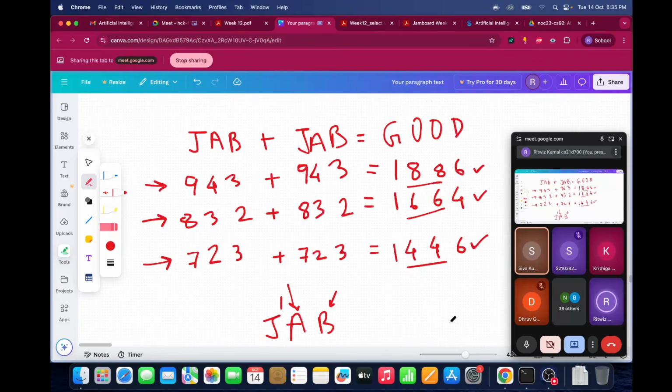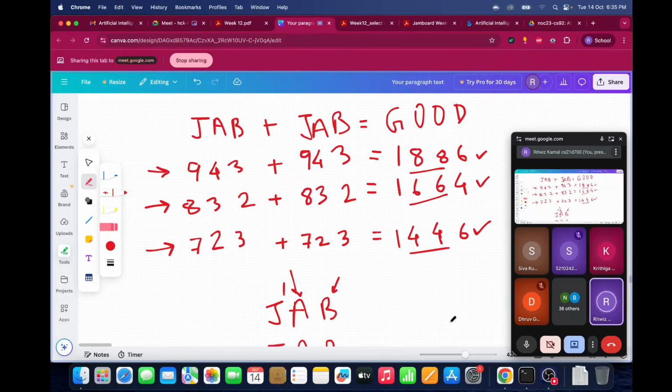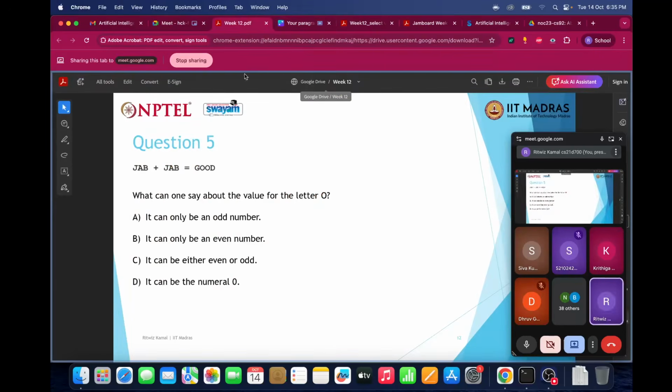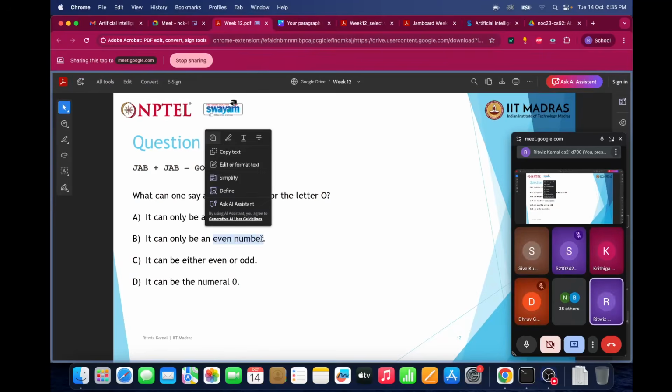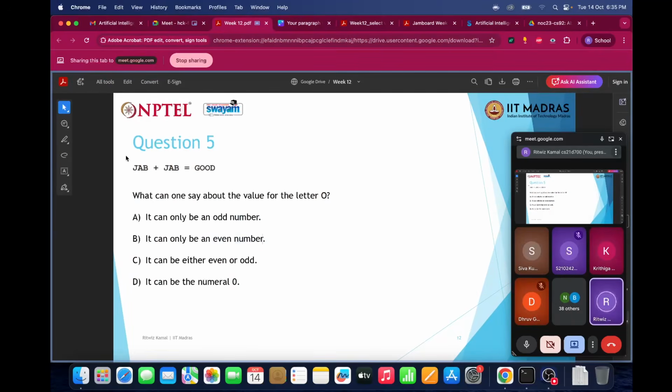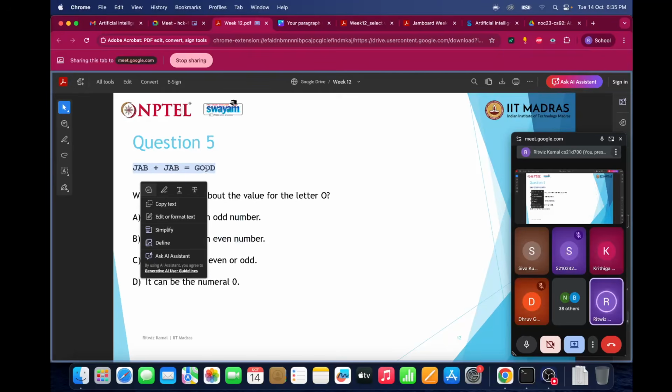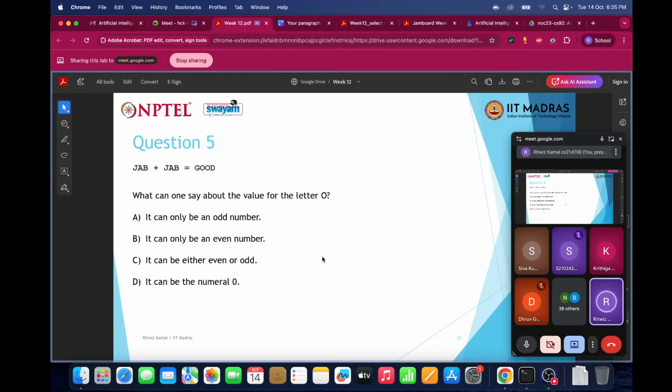No. As it turns out, this specific problem leads us to solutions that do not allow O to be odd. Because of that, we will say that it can only be an even number. Theoretically, it could be an odd number as well if this equation itself was something else that allowed this to be odd. But for this specific question alone, it can only have an even number.